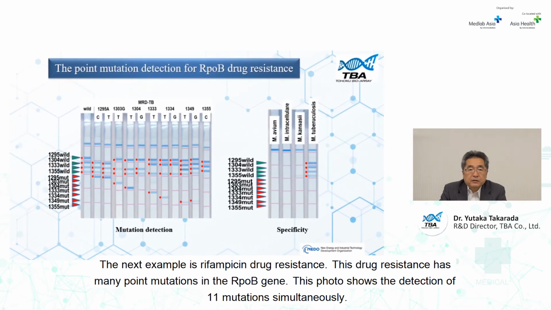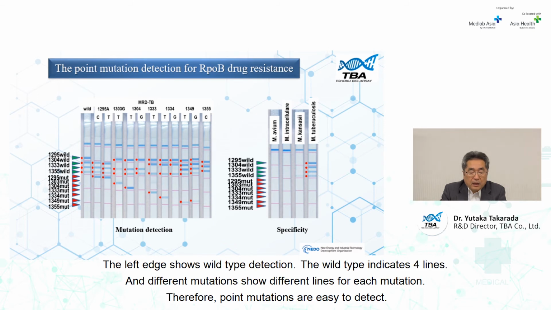Next example is rifampicin drug resistance. Rifampicin drug resistance occurs by many point mutations in the rpoB gene. This shows 11 mutations detected at once. The left end shows wild type detection. The 4 wild type lines are detected clearly, and another mutation shows another line, so it is easy to detect the point mutation.